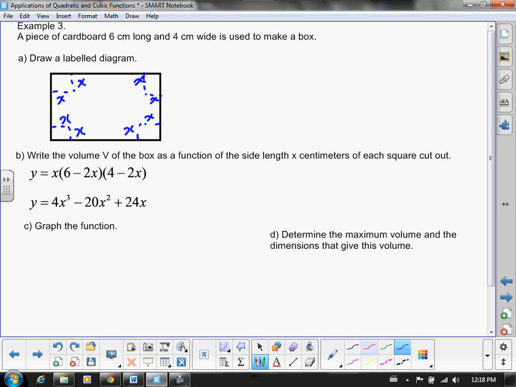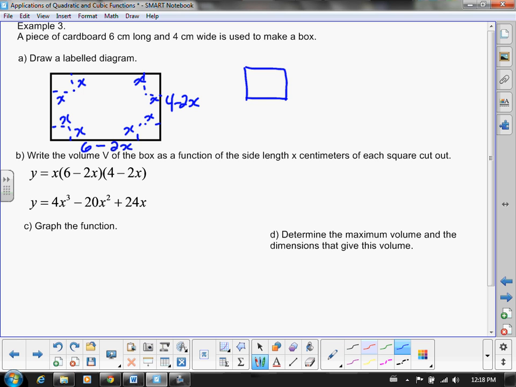So now when I label, this is 6 as the whole length minus 2x. And then on the side here, we're going to have 4 minus 2x, because you're cutting the x out of both sides, so we need to include it twice.